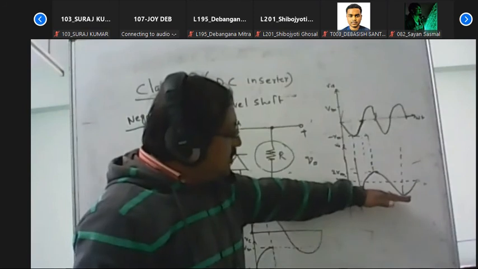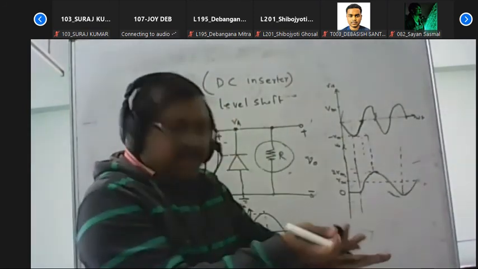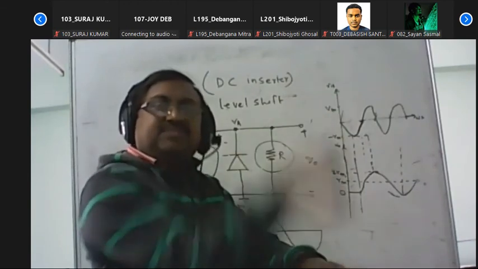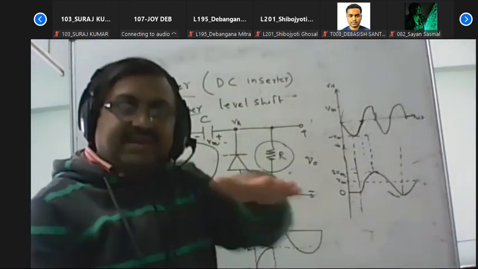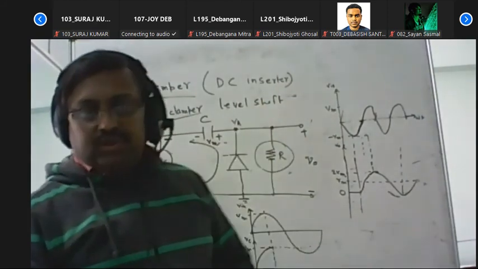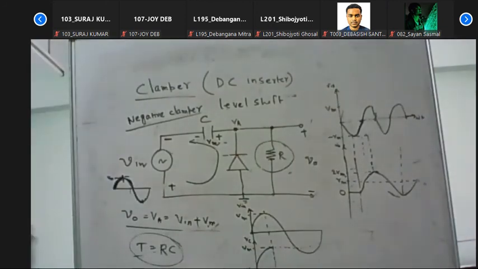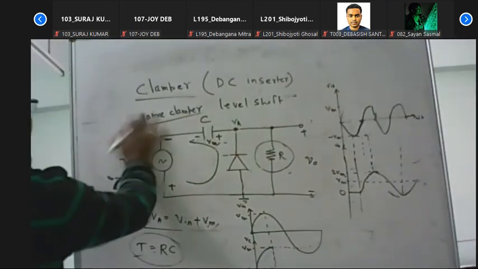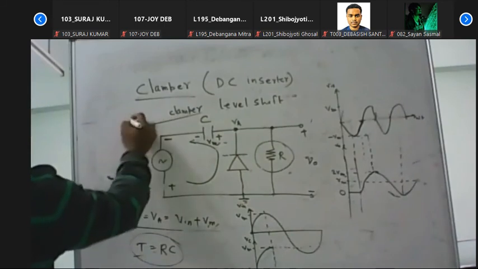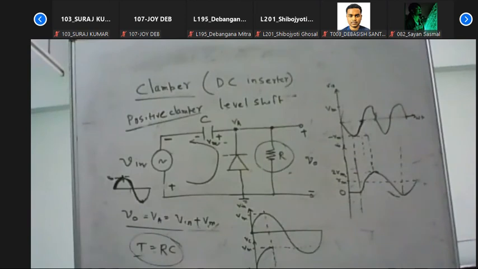So we can see that here the minimum value is minus VM. It can be shifted by just adding a plus VM with this signal, so it shifts from minus VM to 0. So it is called a level shifter, as well as a positive clamper circuit. That is an example of a positive clamper circuit.